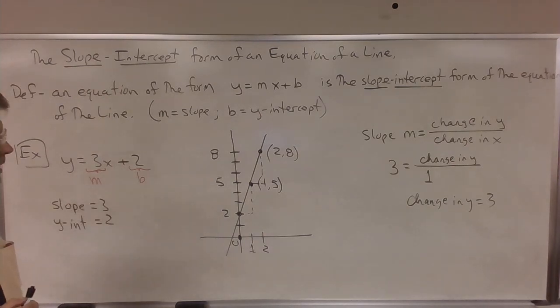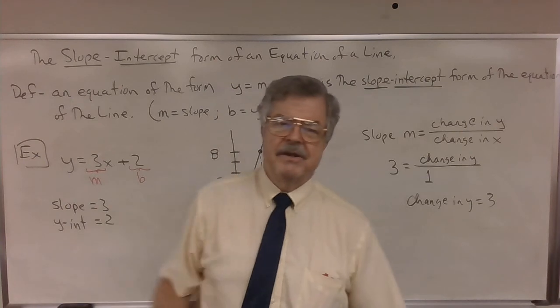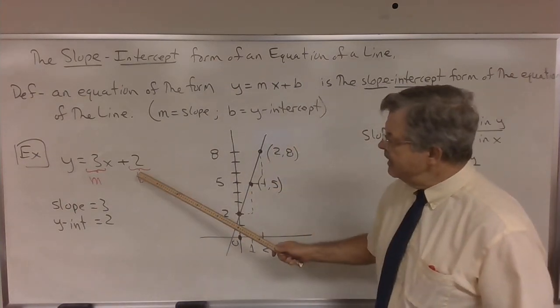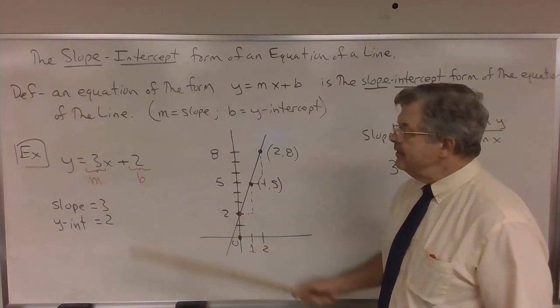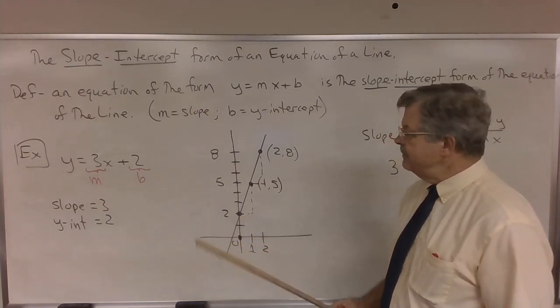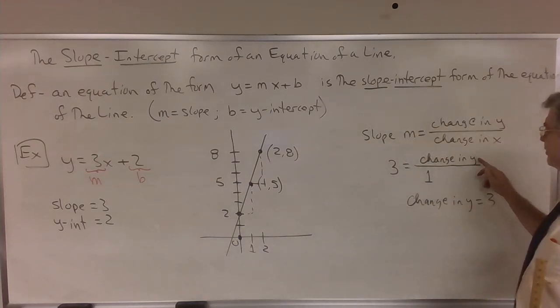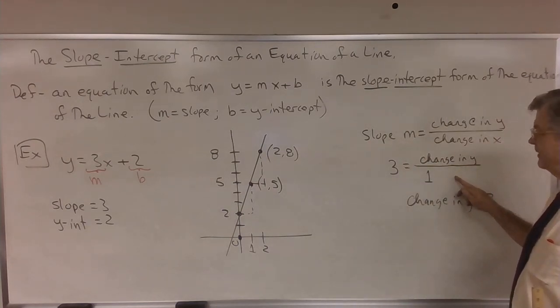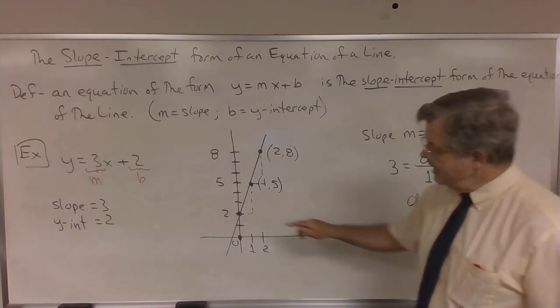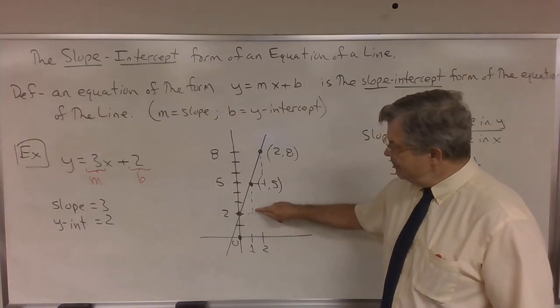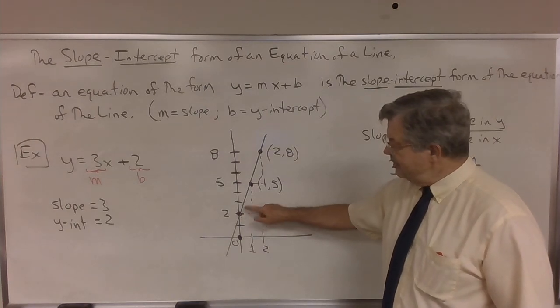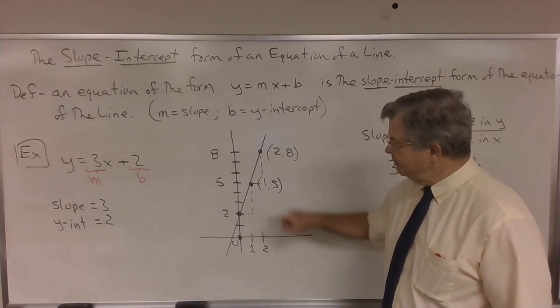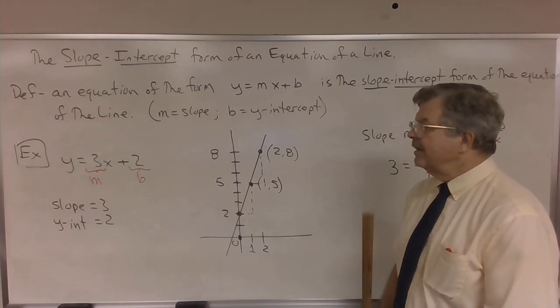And let's just review what we did. The first thing that we did was we plotted the y-intercept. And then we used the fact that the slope was 3, which means the change in y over the change in x is 3. So if x changes by 1, the change in y is 3. Change in x, 1. Change in y, 3. That takes us from 0, 2 to 1, 5. Okay.